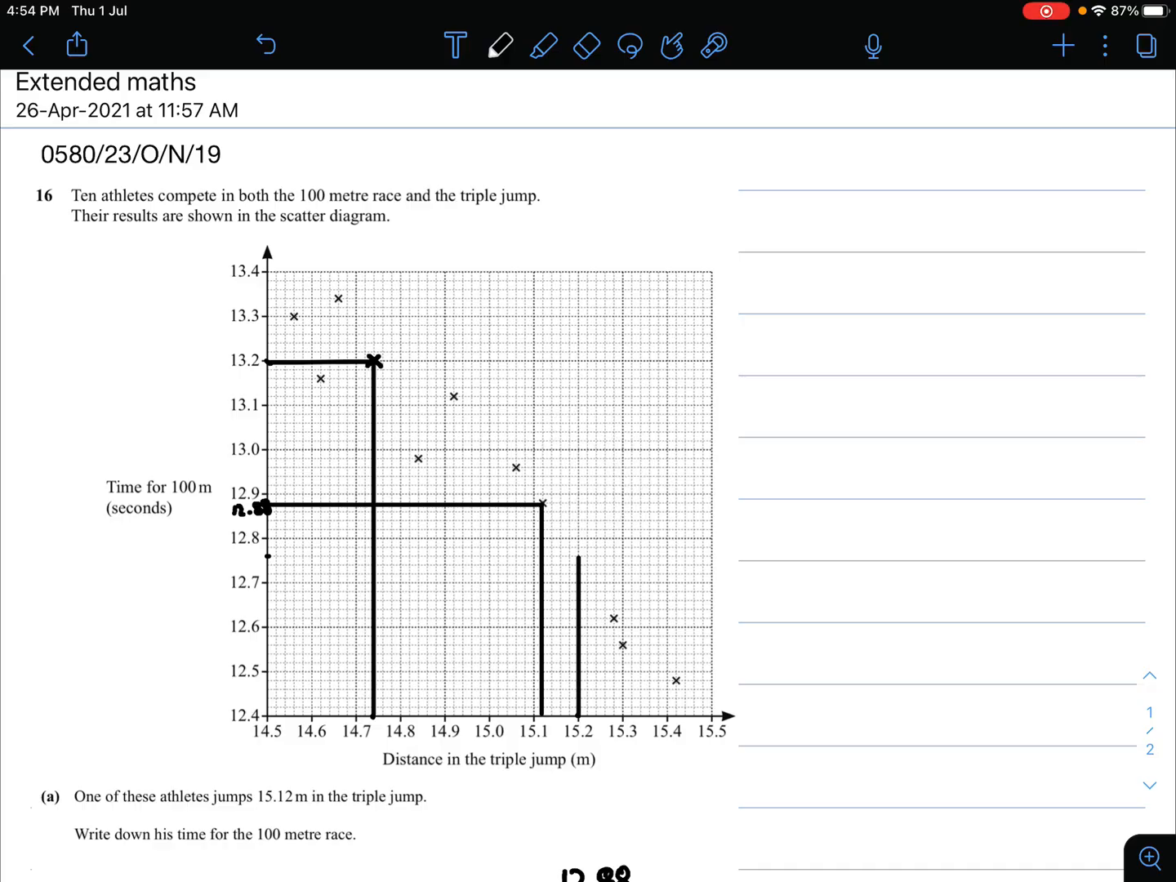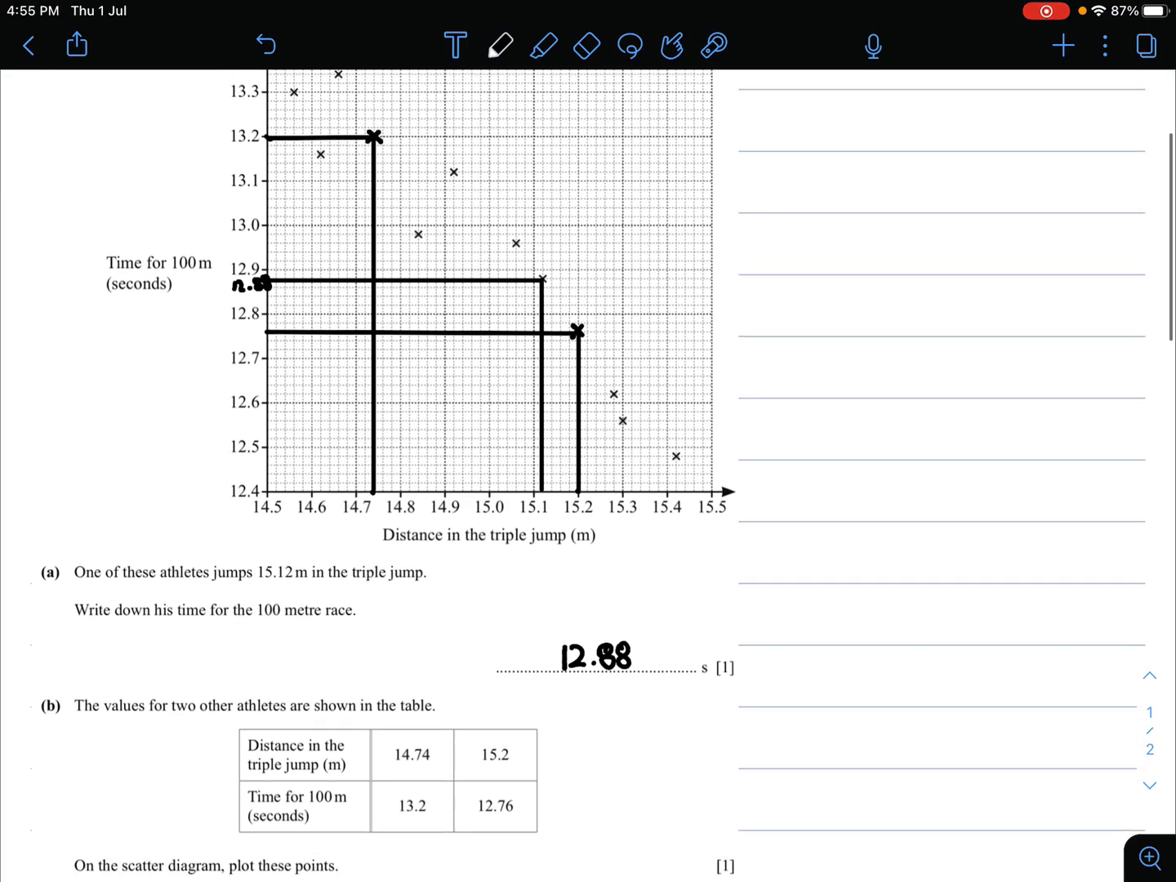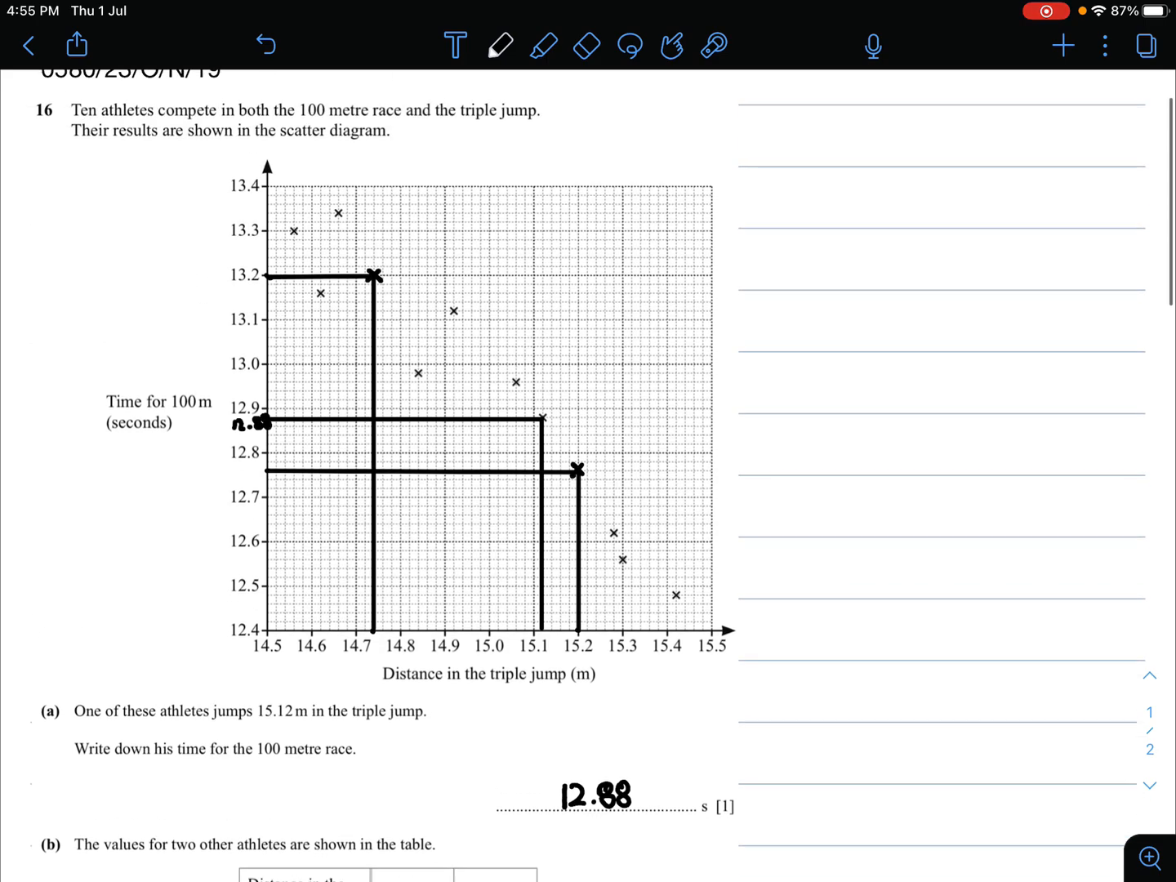Make sure to use a ruler so that you can get a neat diagram of the lines and the crosses that you will be making on the graph. So the cross that lies right here. Now this will be our final answer for part B.